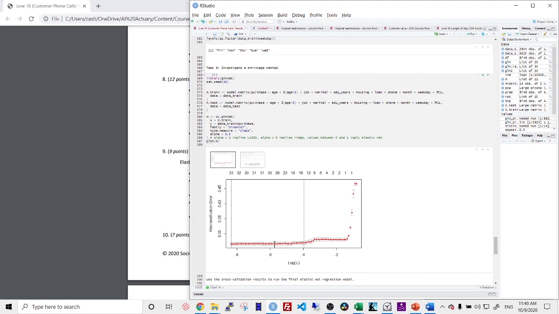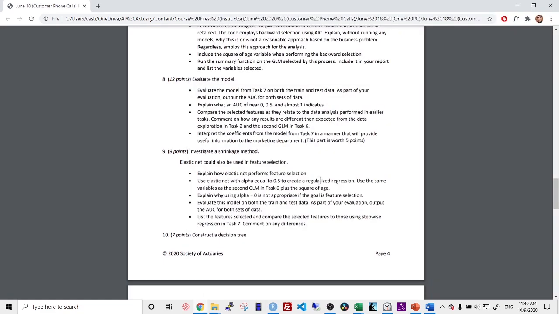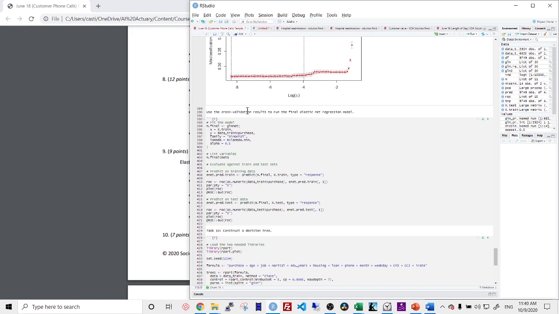But you don't want to choose a lambda that's too small, because this will not shrink the model at all. If you set lambda equal to 0, for instance, then you are using no penalty term and you're just using the original GLM. And that defeats the purpose of shrinkage. So all that this says is use ElasticNet. It doesn't say that I need to create the graph or anything. So that's all that I need to do. And then I need to use the cross-validation results to run the final ElasticNet regression model.